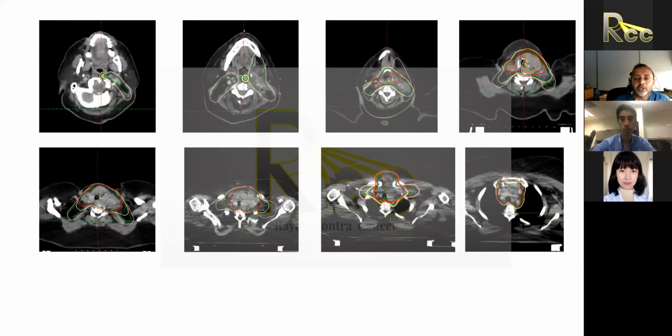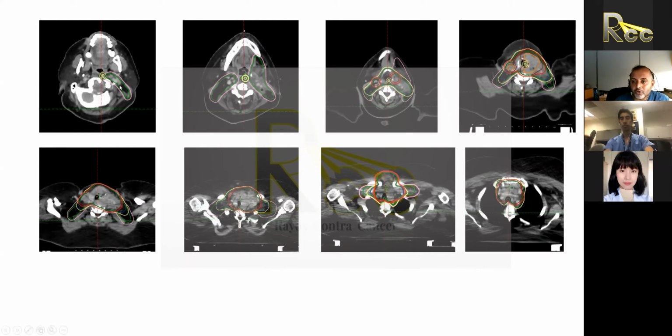So again, these are the situations where you're not going to wait 6 weeks to start radiotherapy. I actually simulated this patient within a couple of days of surgery and started her radiation about a week after her surgery.